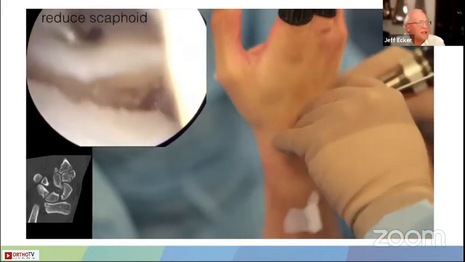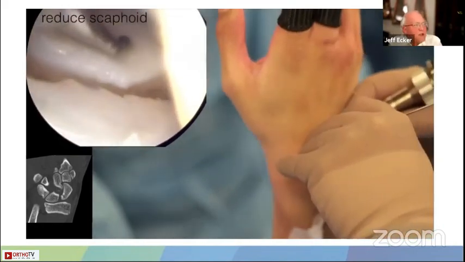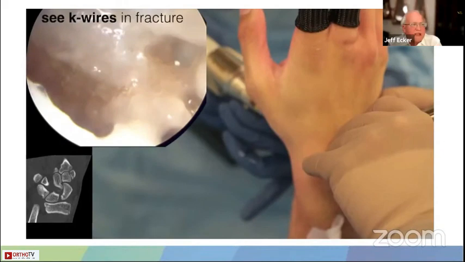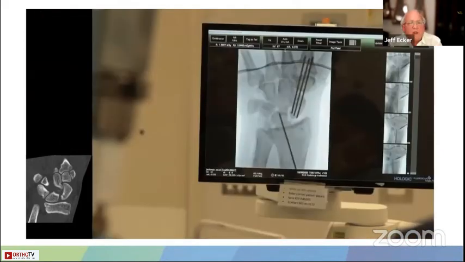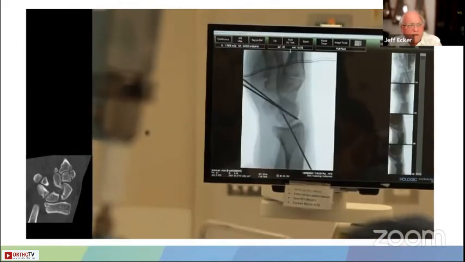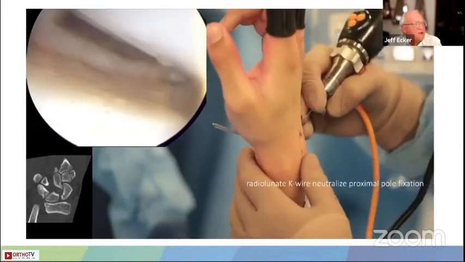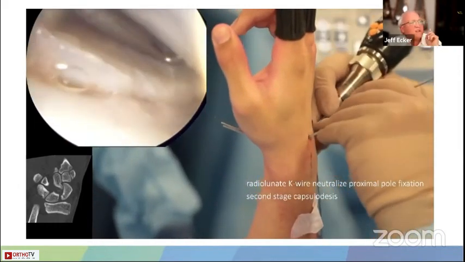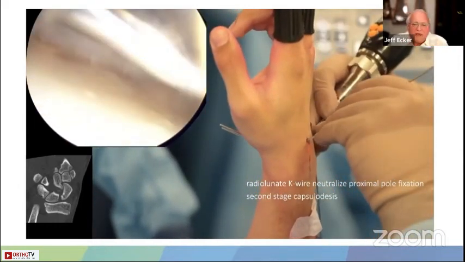Then reduce the scaphoid. And here's the trick. You must see the wires come through the scaphoid because you cannot rely on the II, the fluoroscopy. You have to see the wires penetrate and then check that your fixation is solid. And that fixation in the scaphoid is not good enough without a radiolunate wire to hold the lunate and stabilize the proximal carpal row and the mid-carpal joint.